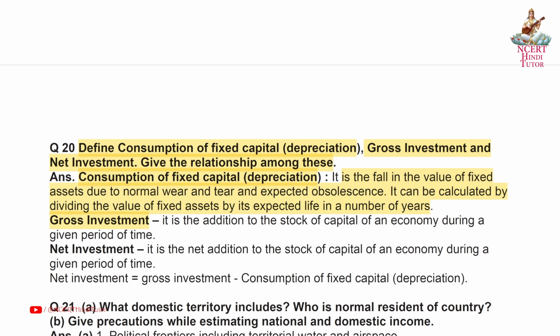Gross investment. It is the addition to the stock of capital of an economy during a given period of time. Next, net investment. It is the net addition to the stock of capital of an economy during a given period of time. And the relationship among these is: net investment is equal to gross investment minus consumption of fixed capital, that is depreciation.